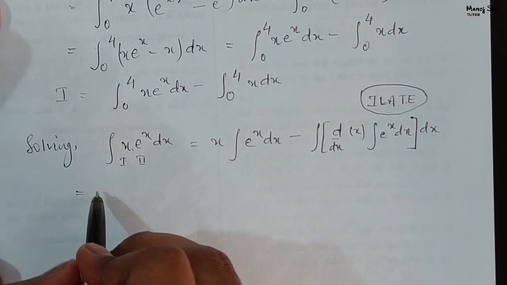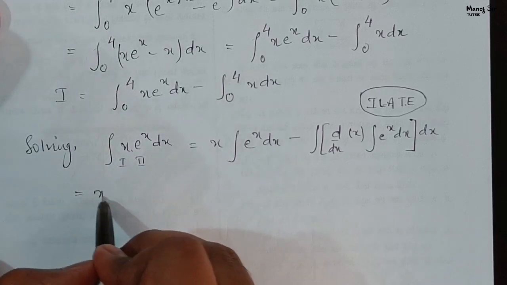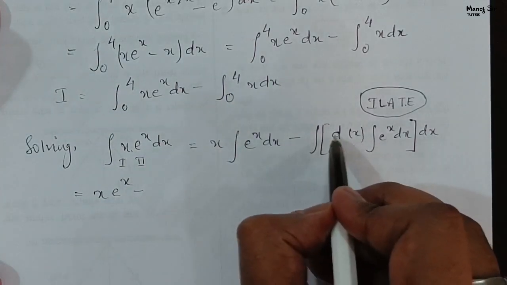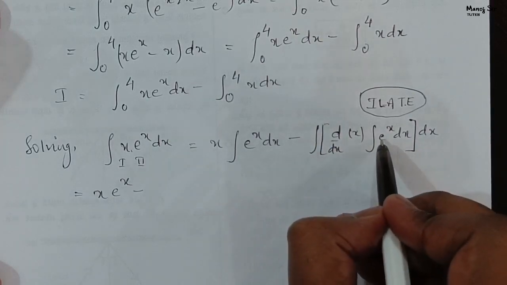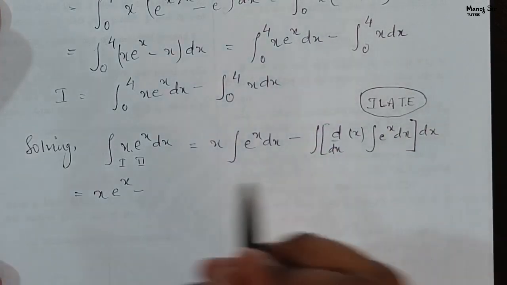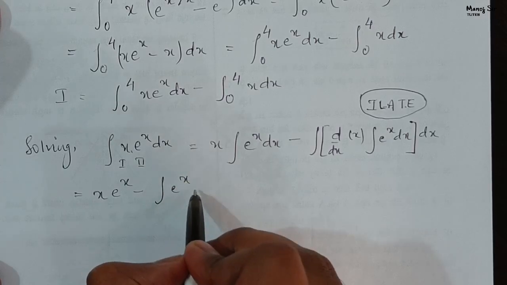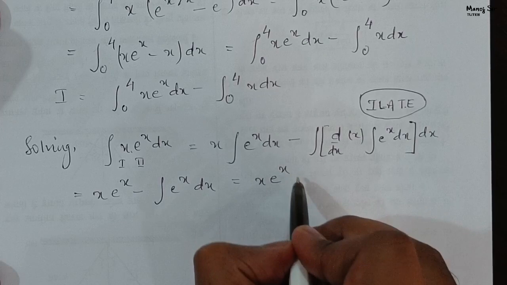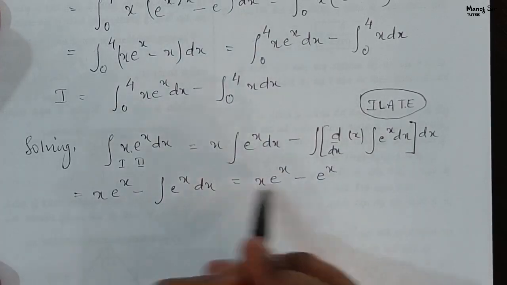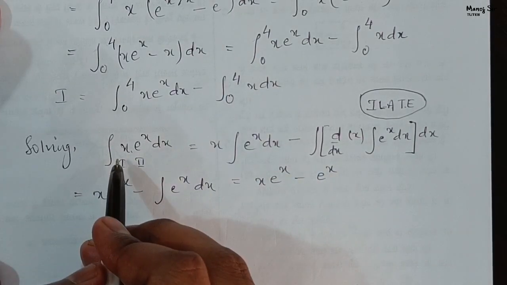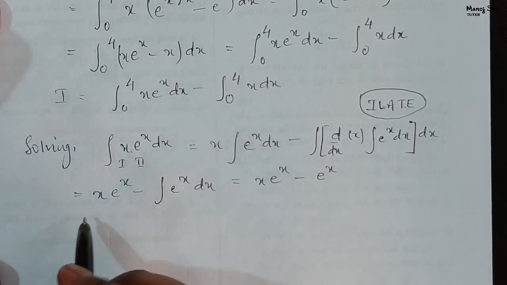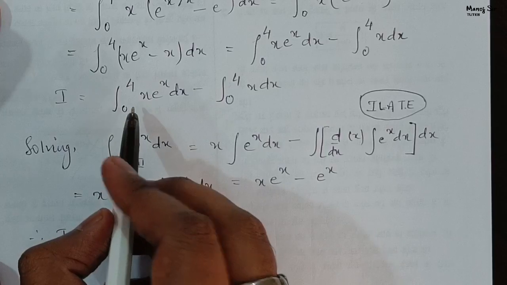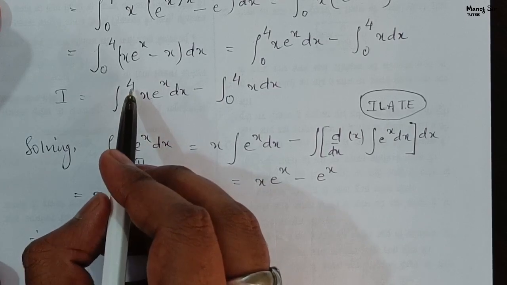Now going forward, here we have x and here we have e to the power x, minus dx upon dx, which will be 1. The integral of e to the power x dx will become e to the power x. Now this will be x into e to the power x minus e to the power x. This is the value of this particular integration. Now we'll come to this part. Therefore I equals, here we had the limit 0 to 4.